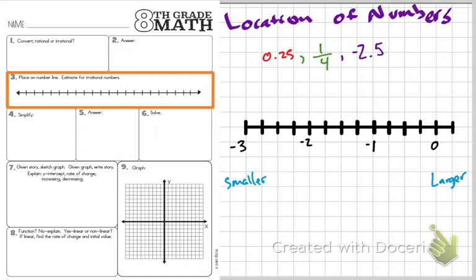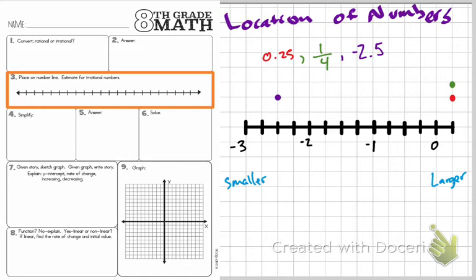So let's go ahead and start building these numbers out on our number line. In this case, 0.25 would be right there. 1/4 would actually be in the same place because 0.25 and 1/4 are exactly the same. And that's one of the things that working with this particular problem will help us with, continuing to make comparisons between fractions and decimals. And finally, I have negative 2.5 that I could place on this number line.